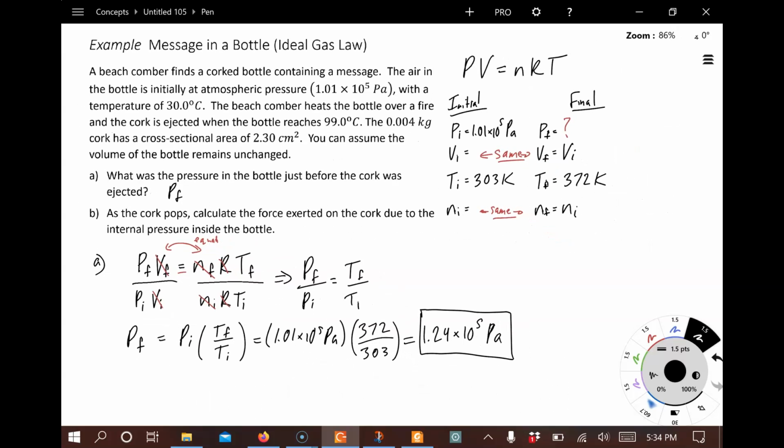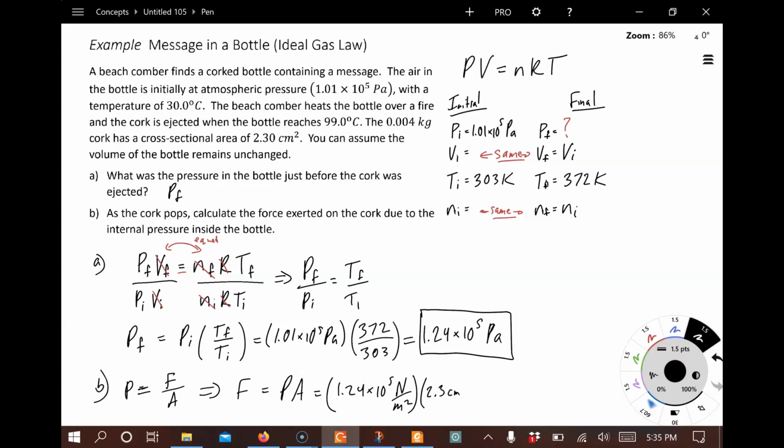Let's look at part B real quick. Part B says, as the cork pops, calculate the force exerted on the cork due to the internal pressure inside the bottle. Well, this is just going back to chapter 11 with pressure. We know that pressure is equal to the force divided by the area, and the pressure in this case is due to the gas inside the bottle. The area that it's pushing on is the bottom section of the cork, and the force that that pressure generates, that'll be equal to the pressure right before it pops times the area. That's the pressure we just calculated in part A. Let's write this as newtons per meter squared, so the meter squared will cancel.